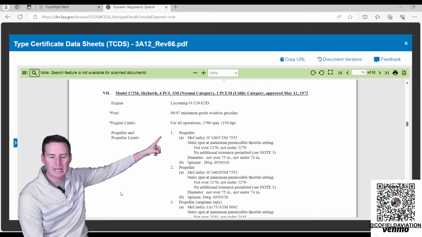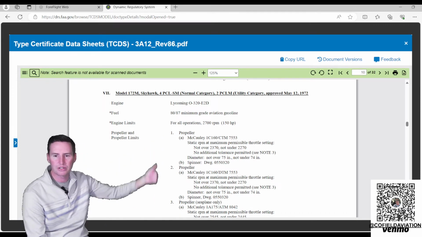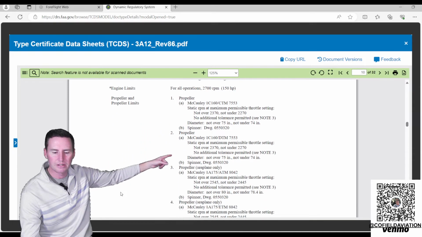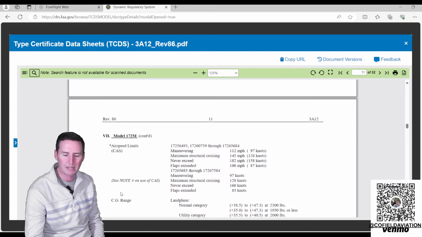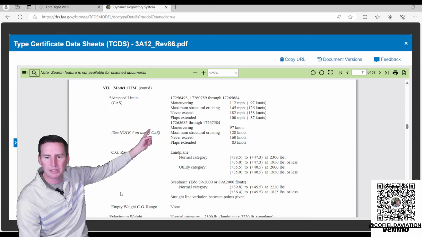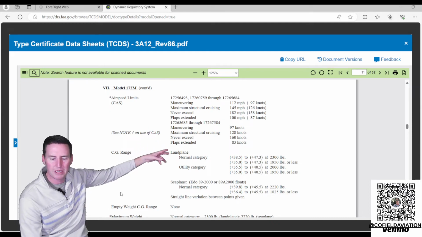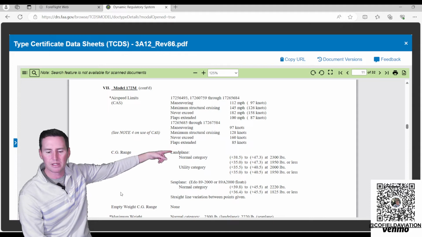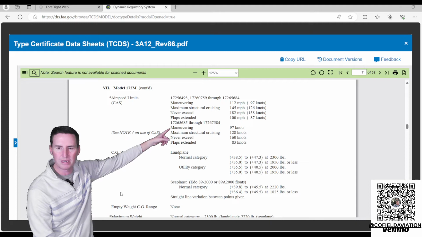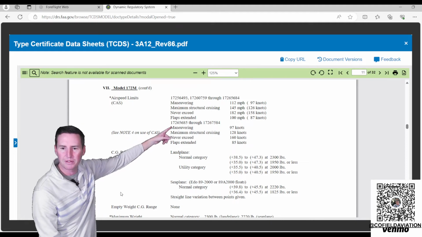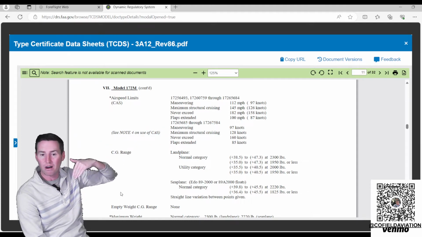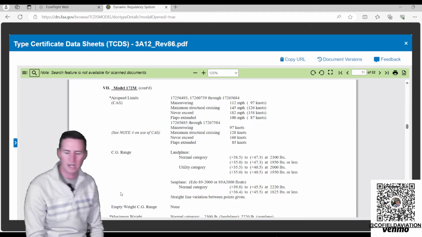Fuel limits 80/87 minimum grade gasoline. Engine limits for all operations 2,700 max RPM, 150 horsepower. Here is the propeller that was certified, all the different props it was certified with. Here is airspeed limitations. So it does break it down in miles per hour, and then about halfway through the Mike model, it did not. So it breaks it down by serial number specific right there. So starting out serial number 172-65685 and on, it swapped to knots.